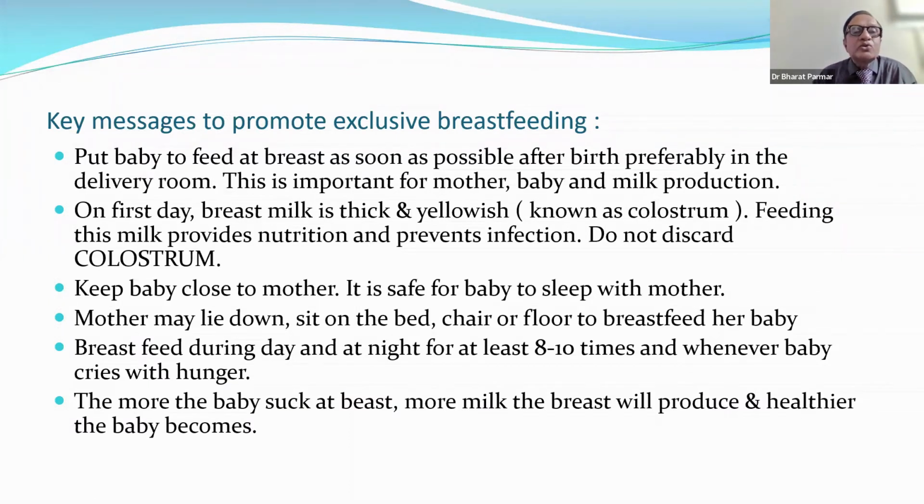Keep the baby close to the mother. It is safe for the baby to sleep with the mother, and the mother may lie down or sit, on the bed, a chair, or the floor, to breastfeed her baby. Breastfeed during the day and at night at least 6 to 8 times, and whenever the baby cries with hunger. The more the baby sucks at the breast, the more milk the breast will produce and the healthier the baby becomes.